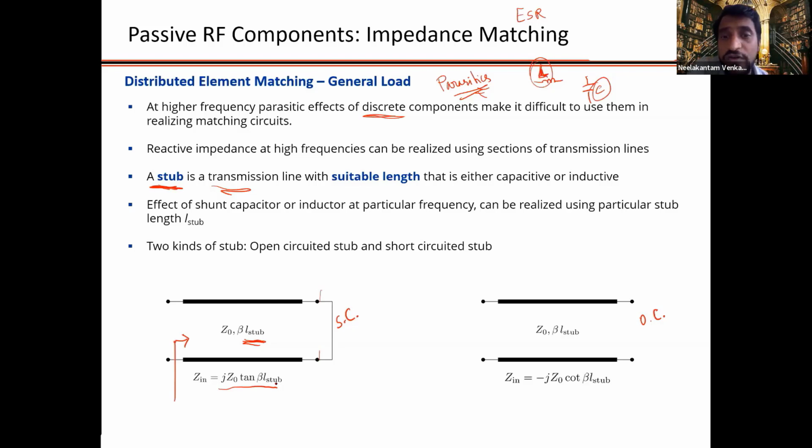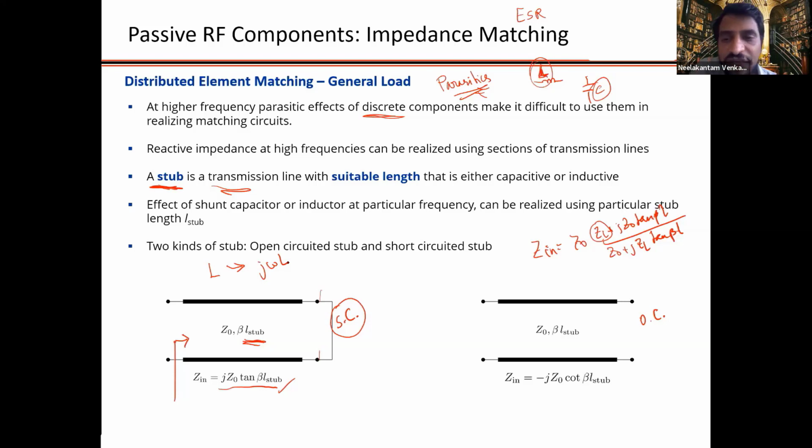How do you know that? You know from the characteristic equation, right? Z in is Z naught times (ZL plus j Z naught tangent beta L) over (Z naught plus j ZL tangent beta L). So if your ZL is 0, which is the case of a short circuit, then you will end up getting this. This means that if I have an L, the impedance that I get is j omega L.